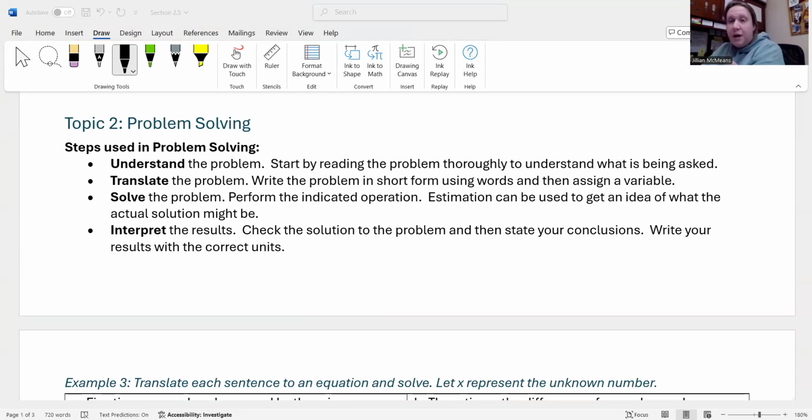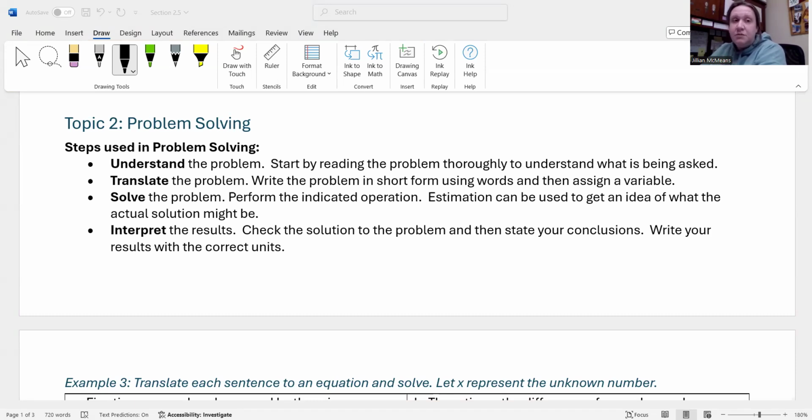So topic 2 is all about problem solving. Remember, that's a secret way in math of us just saying word problems, okay? So steps used in problem solving. Understand the problem. That can sometimes feel like the hardest part, but really just understand basics, what's happening. Start by reading the problem thoroughly to understand what is being asked. Sometimes you have to read these word problems 3, 4, 5 times to kind of get a grasp of what's going on. Some of them are pretty easy, some are a little more involved. Okay, but take the time. Don't rush through reading the word problem. Read it slowly, read it a few times.